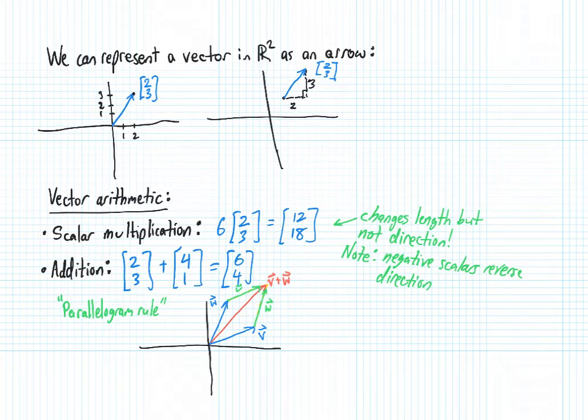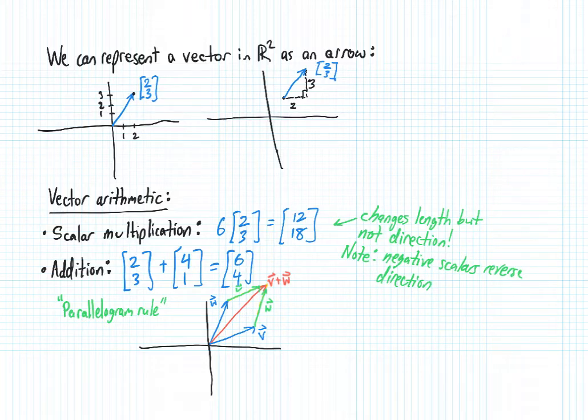And then finally, even though we've been doing everything for two-dimensional vectors, everything works exactly the same for higher dimensional vectors. So for example, if you have a vector in R3, you could also represent it as an arrow, but now it would be an arrow in three-dimensional space. Scalar multiplication and addition work exactly the same way. The parallelogram rule works exactly the same way.